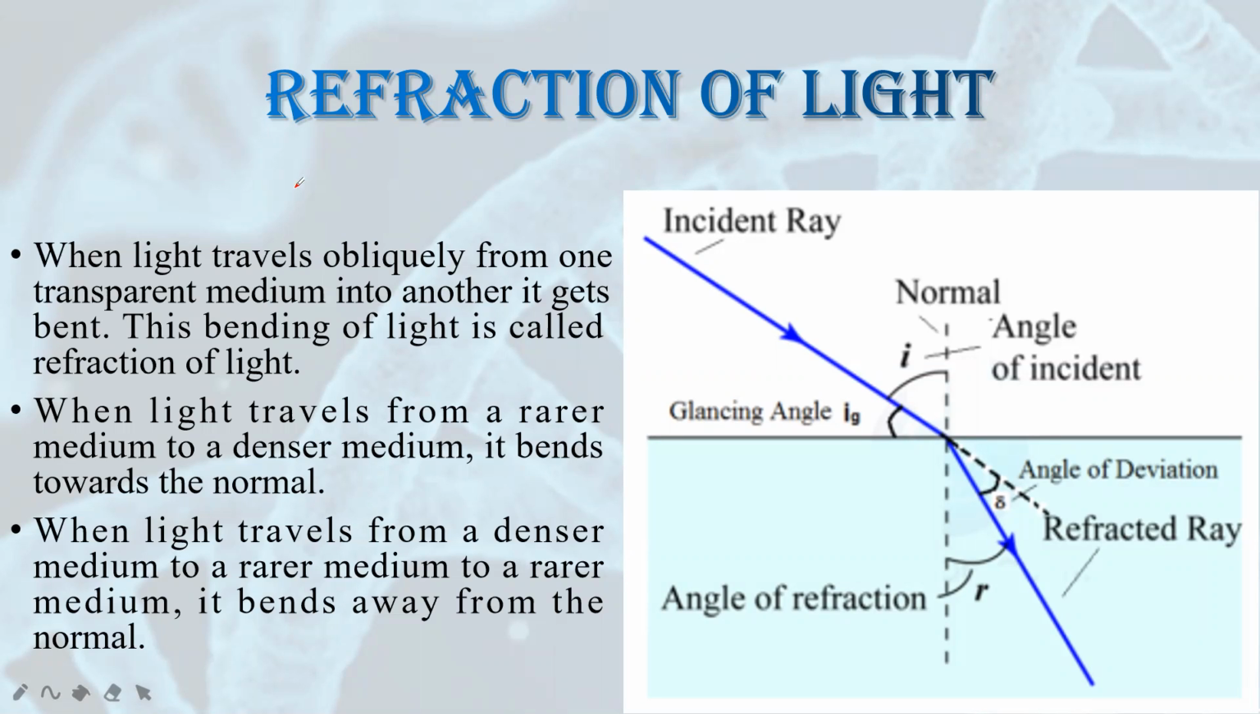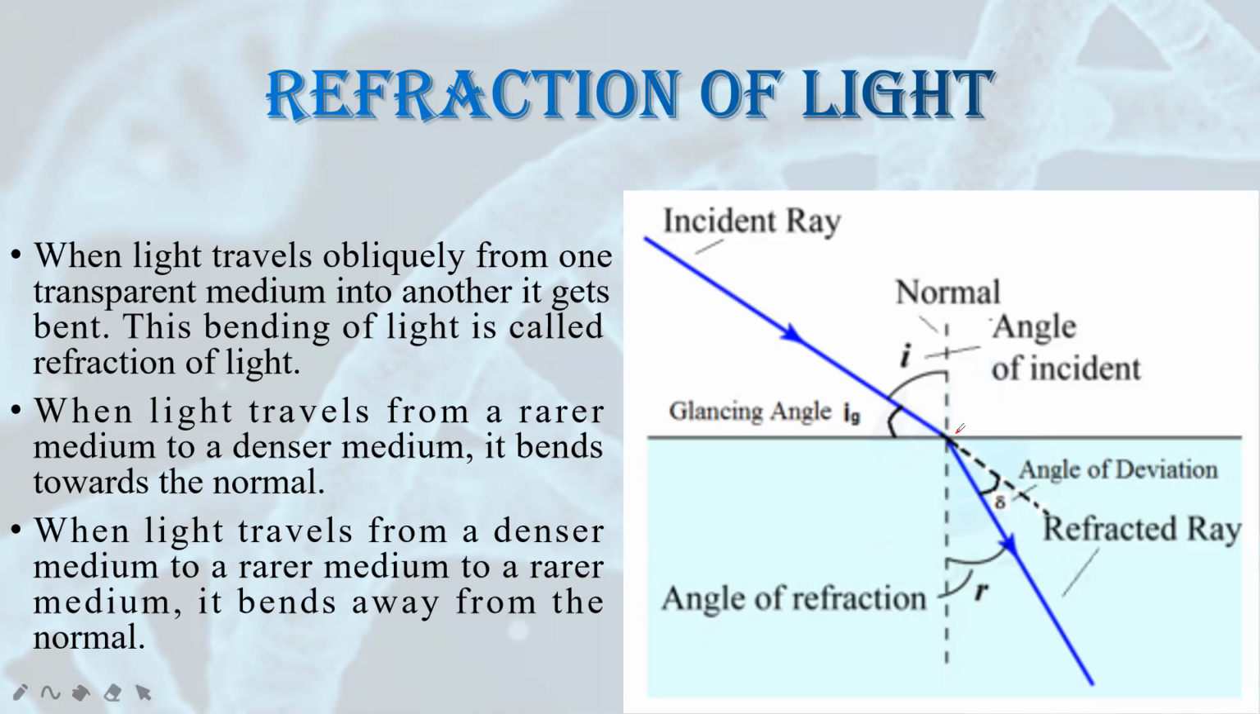What is refraction of light? When light travels obliquely from one transparent medium into another transparent medium, it gets bent. We have seen in reflection of light that the light gets bounced back. But here the light is not getting bounced. Instead, it is entering the second medium and it is getting bent. This bending of light is called refraction of light. You can see in this image, here the light is incident on a surface and from here it is getting bent. So this bending is known as refraction of light.